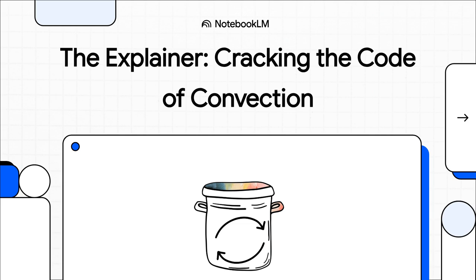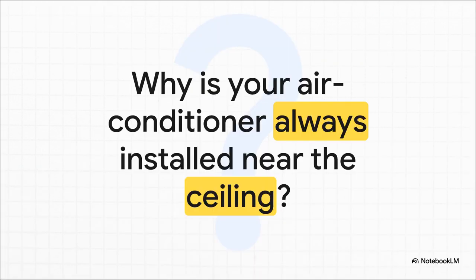It all starts with one simple question, right? This is the mystery we're here to solve. I mean, why is the AC always stuck way up high near the ceiling? It might seem totally random, but I promise you, it's based on a fundamental rule of physics. And by the end of this, you'll see the logic perfectly.